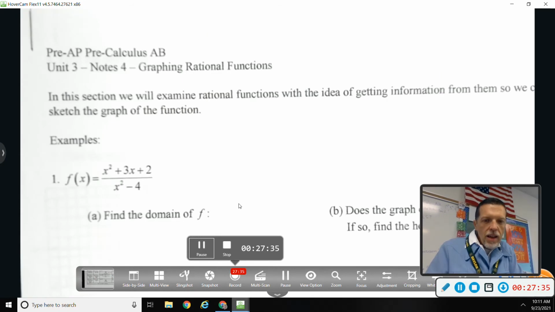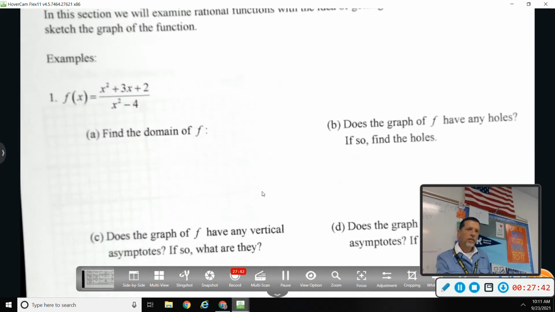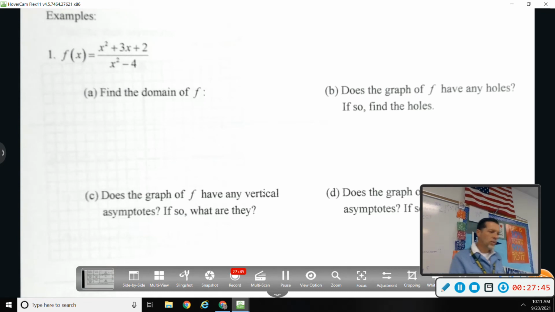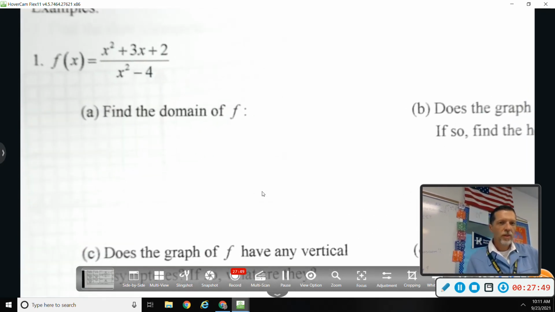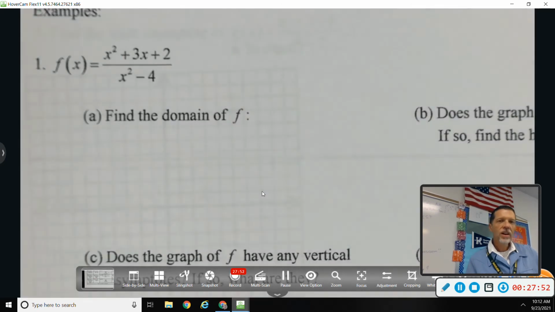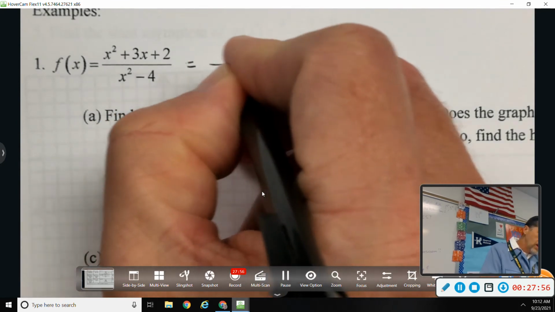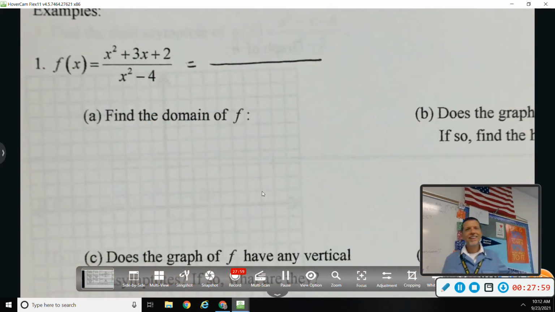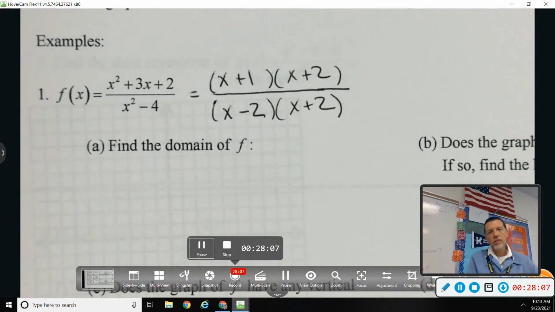Let's apply all that stuff we talked about and do some example problems with it. So example 1, find the domain of f. Well, I think there's probably something we should do first with number 1 before we find its domain. You simplify. Not factor, sorry. So let's factor the top and factor the bottom. So x plus 1, x plus 2 in the top, x minus 2, x plus 2 in the bottom.